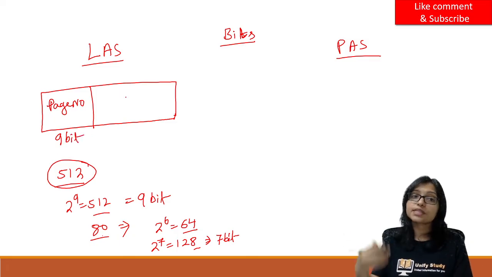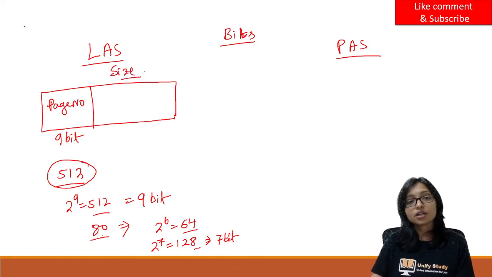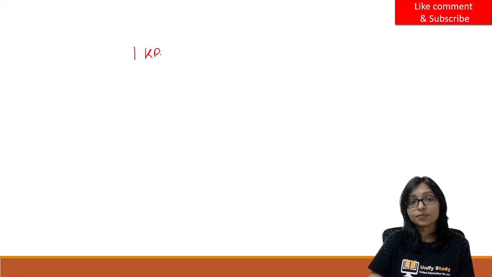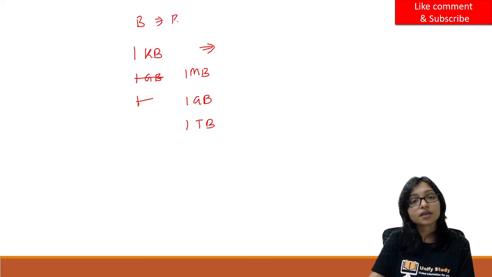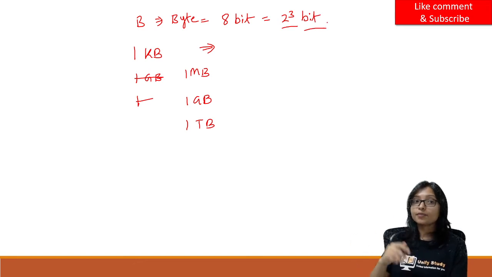Now the offset also depends on the size. It will work on the size, right? So size means offset. What is the size? 1 KB, 1 MB, 1 GB, 1 TB. 1 KB means, and B means what? B actually means byte. Byte means 8 bits. 8 bits means 2 to the power 3. That is bit. Okay. Now we are coming to byte.